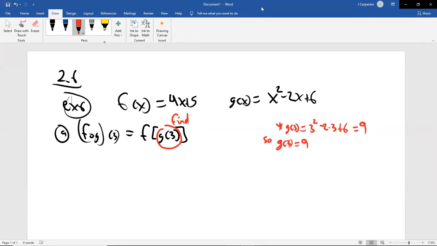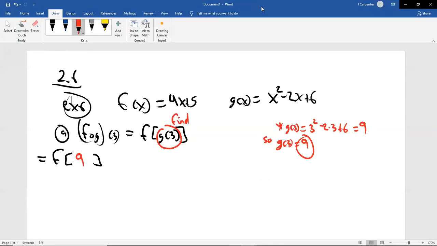So this g of 3, we're going to replace with 9. It's not going to be g of 9. We just replace the g of 3 with 9 because that's what g of 3 is. So this is equal to f of, and again, you can swap that to parentheses if you prefer, 9.